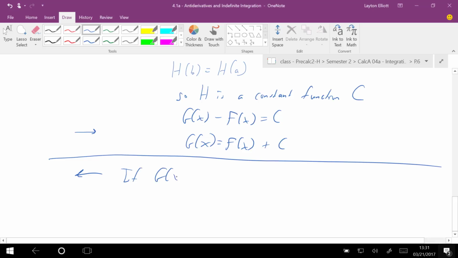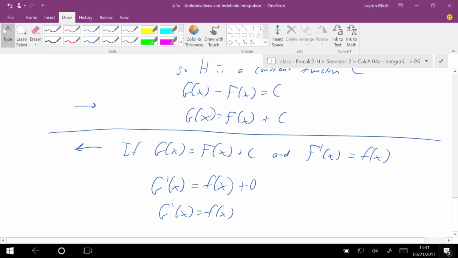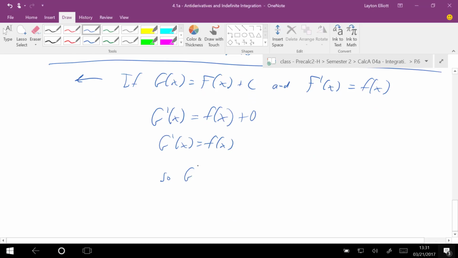If g of x equals f of x plus c, and f prime of x is equal to little f of x, well then g prime of x is equal to f of x plus 0. So g prime of x is equal to f of x. So g of x is an antiderivative of f.